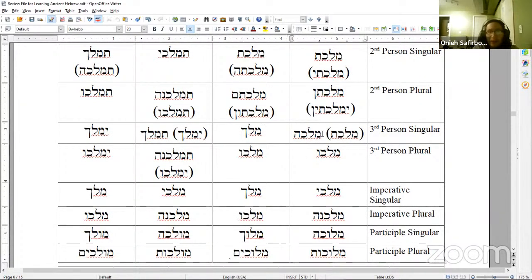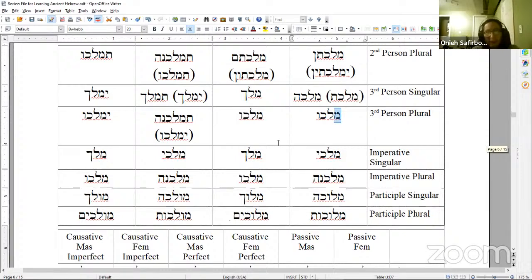And right here, Biblical Hebrew is malka or malika, whereas the original form was malaketh. Okay.